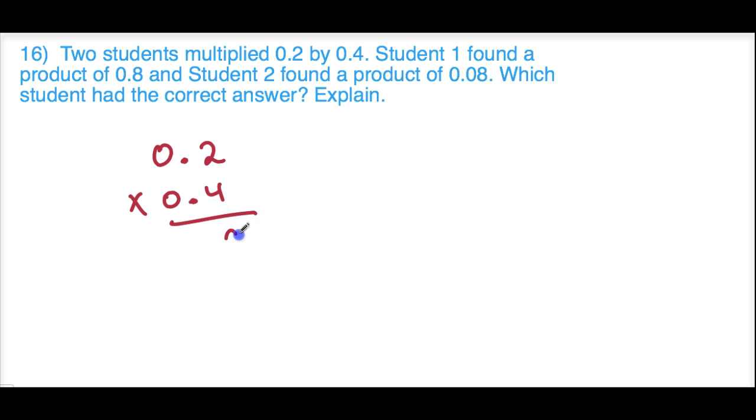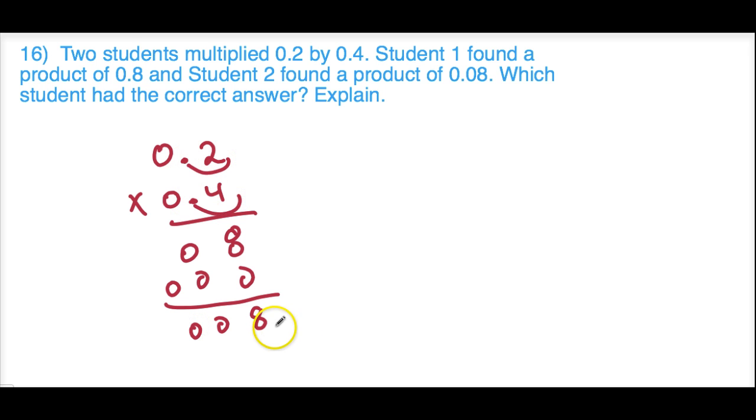So 4 times 2 is 8, 4 times 0, and then 0 and 0. And with my multiplying, I count how many place values are there. There's 2 here. So I need to start at my end and go to the left 2 places. So my answer is 0 and 8/100ths.